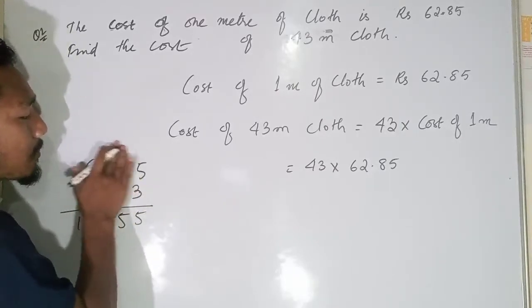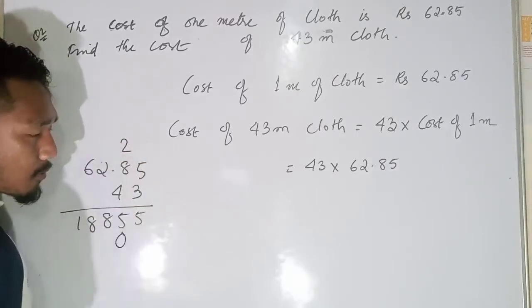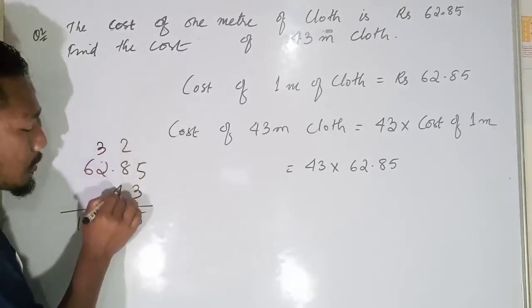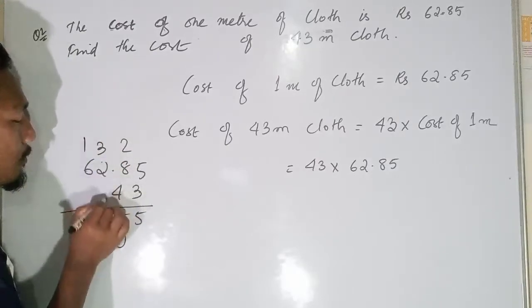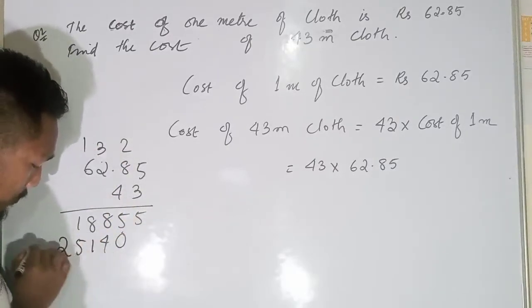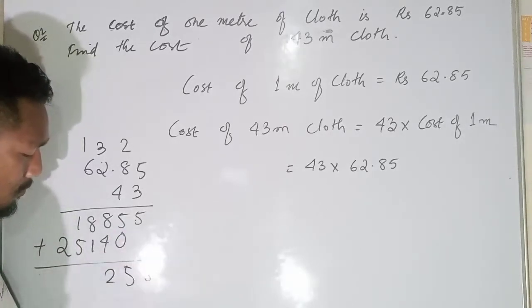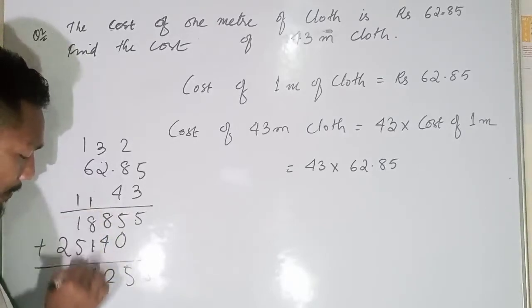Now we remove this one and multiply: 5 times 4 is 20, 2 carry; 8 times 4 is 32, 34, 3 carry; 4 times 2 is 8, 9, 10, 11, 1 carry; 6 times 4 is 24, 25. So sum up these two numbers: 5, 5, 2, 1, 8, 9, 10, 1, 5, 6, 7.